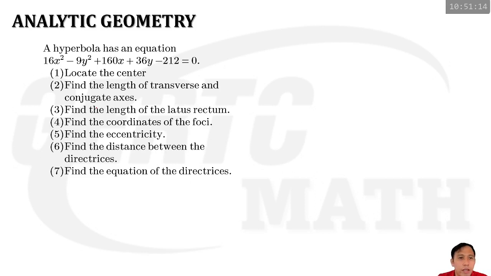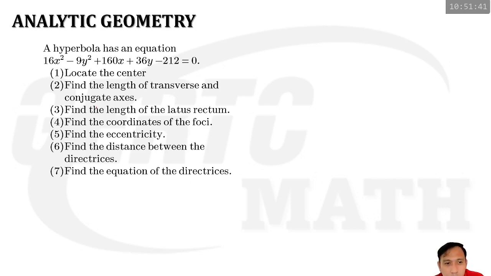Question. Solve na yun ta, no? A hyperbola has an equation 16x squared minus 9y squared plus 160x plus 36y minus 212 equal to 0. First question, locate the center. Second, find the length of the transverse and conjugate axis. Number 3, find the length of the latus rectum.